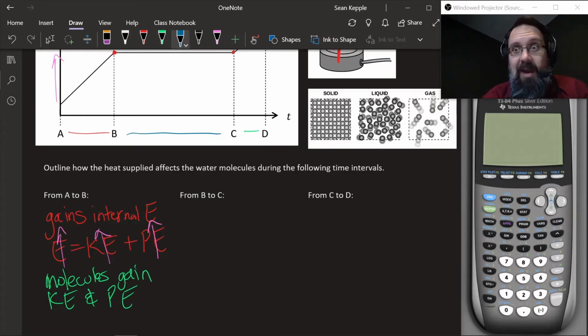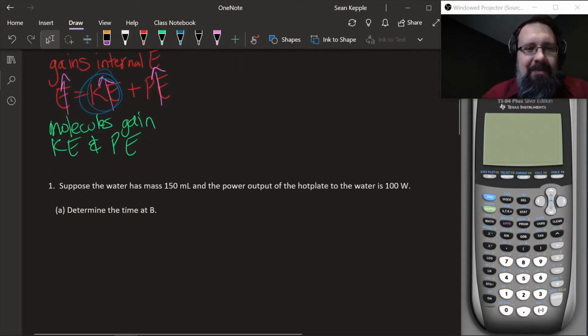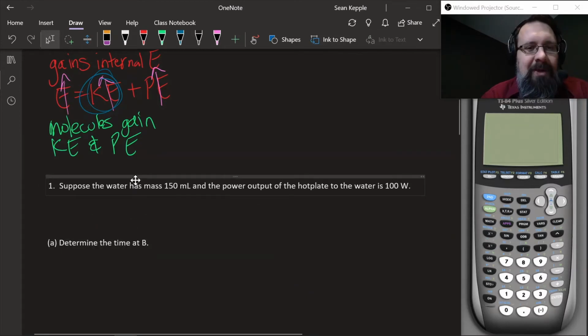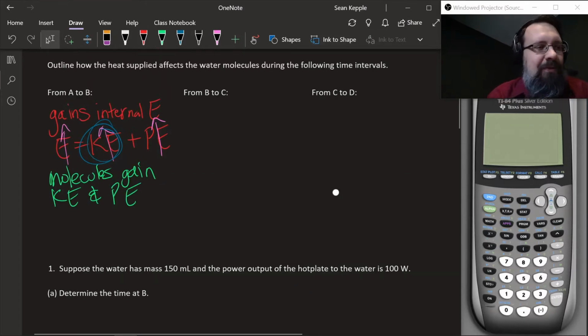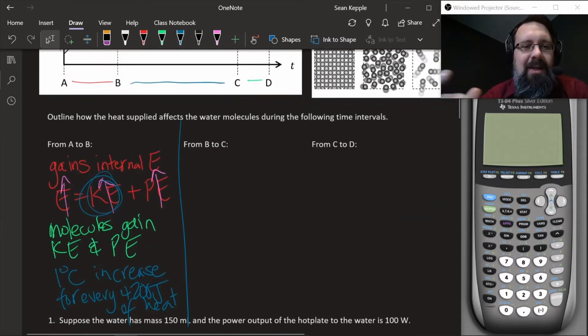And what describes to us the rate at which these particles are gaining kinetic energy is the specific heat capacity. I am running out of space, let me move this stuff down. What we know is that for every 4,200 joules of heat we add to the water, it's going to have gained a degree Celsius. So that's normal heating.